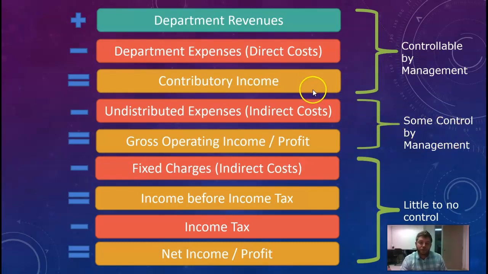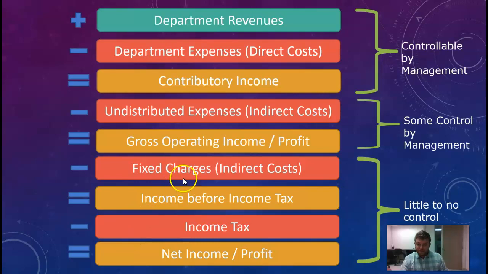When you take your contributory income and subtract that, you are left with your gross operating income. So thinking about this, we have subtracted all of the operating expenses, our direct and our indirect costs. We still need human resources and marketing and property maintenance to operate our business.